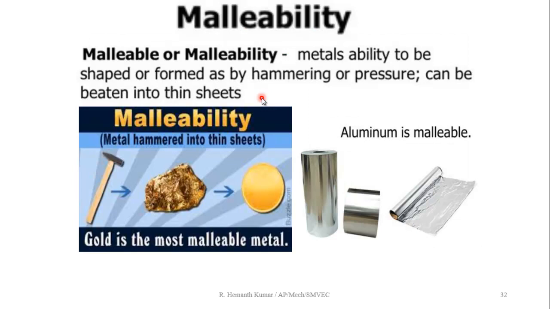Then malleability is nothing but somewhat malleable to deform, like sheet metal. It can be beaten into thin sheets and it can be increased in length. The most malleable material available is gold. Okay, that's why we are using it in many ornaments. Aluminium is also a good malleable material. It can be deformed to any shape. That's why we are using it in aeroplanes and other things.